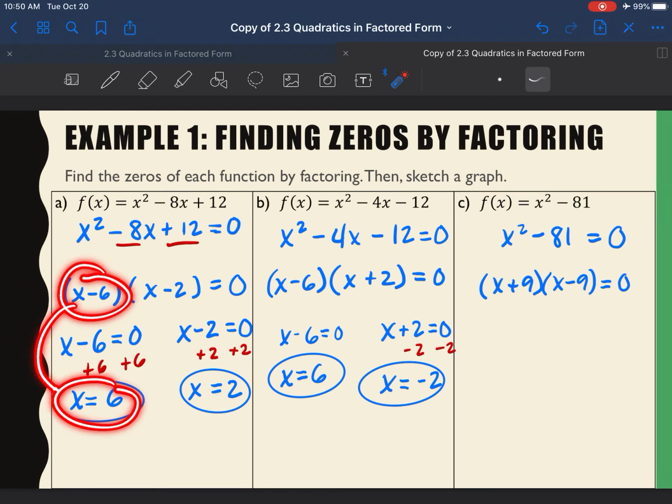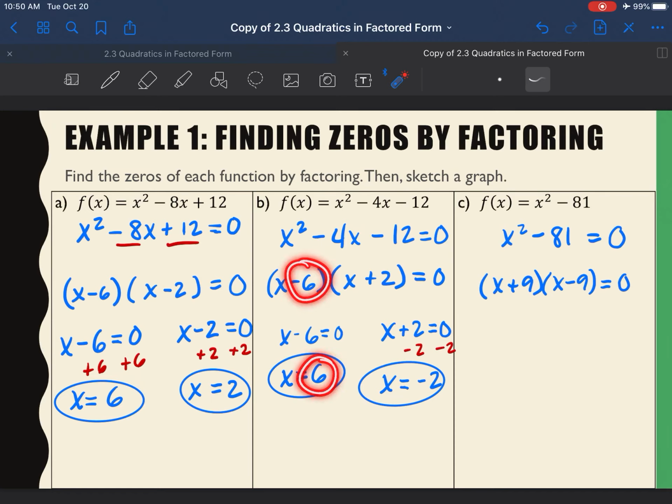Now, I don't know if you noticed, but the shortcut to go from here straight to the answer is, it always just ends up being the opposite sign. So here we have a -2, comes out to a +2. -6, +6, and +2, -2. So as a shortcut, the x plus 9, just change it to the opposite sign, so x equals -9. And the x minus 9 opposite would be x equals +9.